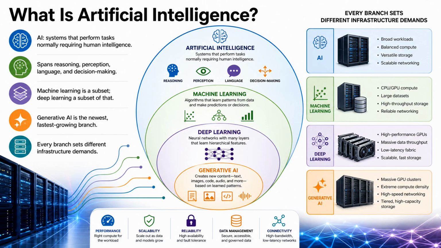Now here's why you, sitting in the infrastructure seat, should care. And it's the entire right side of this slide. Every one of those branches leans on your gear differently. Read it top to bottom. Plain AI runs broad workloads on balanced compute and ordinary networking. Machine learning steps it up, CPU and GPU, large data sets, reliable high throughput networking. Deep learning jumps again to high performance GPUs, massive data throughput, and a low latency lossless fabric. And generative AI down at the bottom demands massive GPU clusters, extreme compute, and tiered high capacity storage. See the pattern? As you move inward toward generative AI, the infrastructure demand climbs hard. More GPU, more bandwidth, more storage, every step.